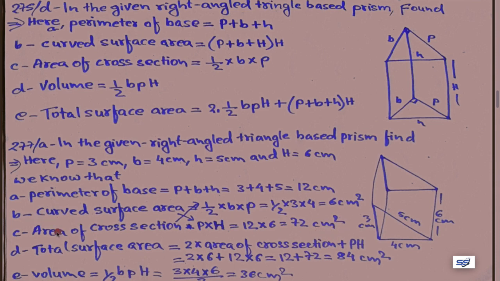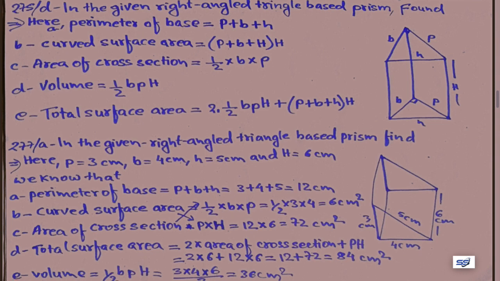Similarly, area of cross section. Now area of cross section, we know the formula, half into base into P is equal to half into 3 into 4 is equal to 6 cm square. Now total surface area is equal to 2 into area of cross section plus P into H is equal to 2 into 6 plus 12 into 6 is equal to 12 plus 72 is equal to 84 cm square.